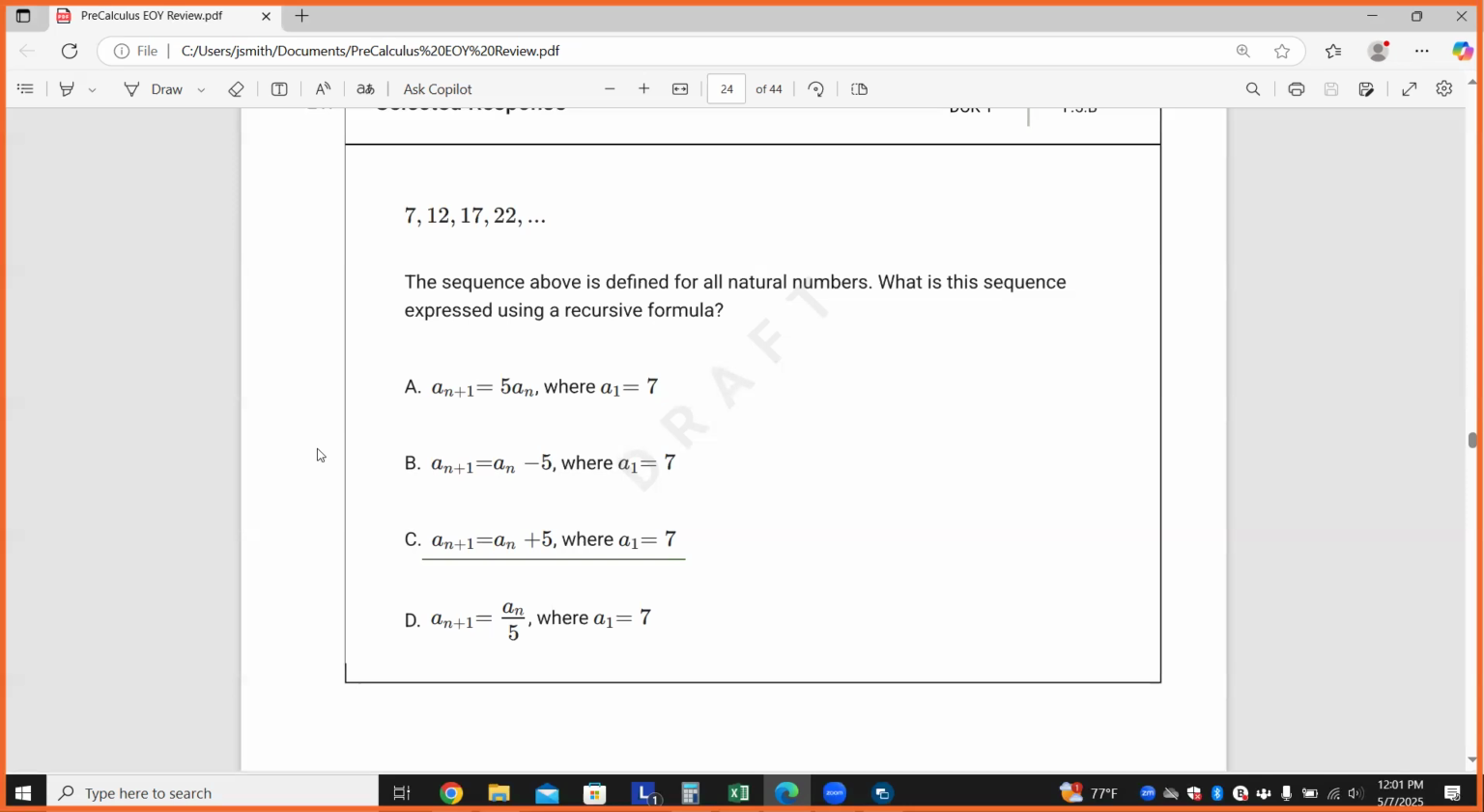So a sub 1 is the first term, so that's 7, so that should be a given. They should all say that. If none of them say it, you can cross them out. Then you just look at the math. If I want the next number, is that 5 times 7? No, so that's out.